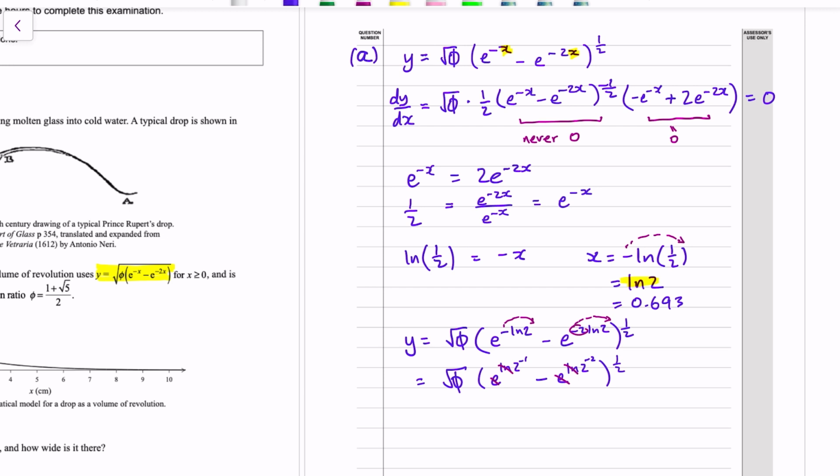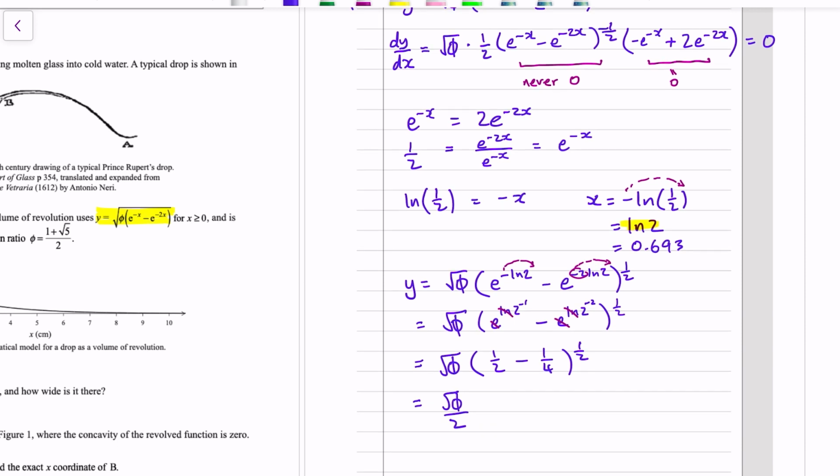And then we end up getting root 5 times (2 to the minus 1, which is 1/2, minus 2 to the minus 2, which is 1/4) to the half. 1/2 minus 1/4 is a quarter, and we've got the square root of that. Square root of a quarter is a half, so we end up getting root 5 over 2. Remember that our width is 2 times the y value, so the width of this drop is root 5.